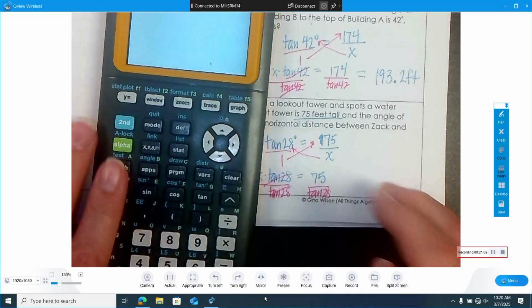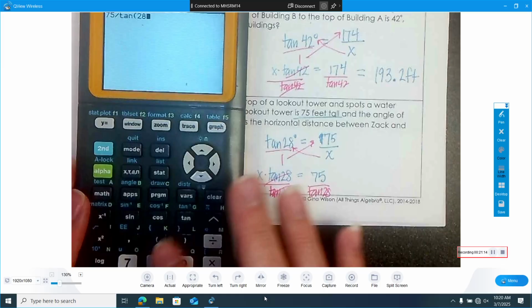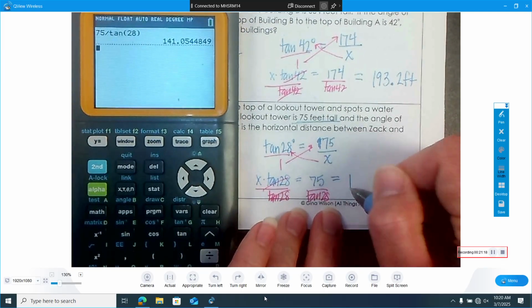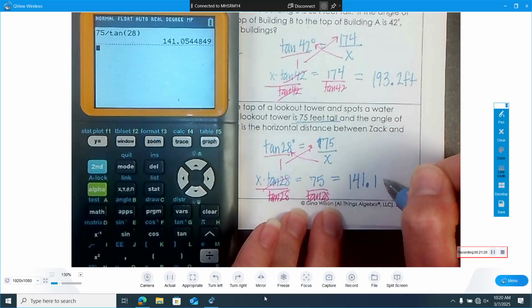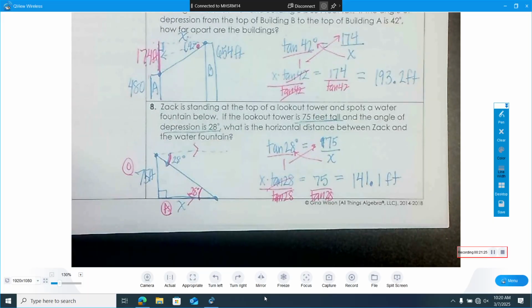All right, I'm going to try to type this one in correctly now. 75 divided by the tangent of 28. And I get 141.1 feet. All right, questions for me?